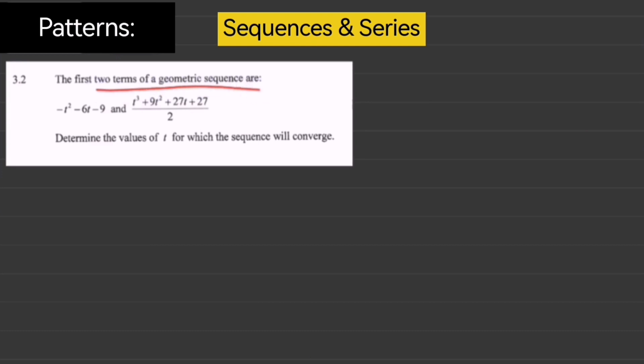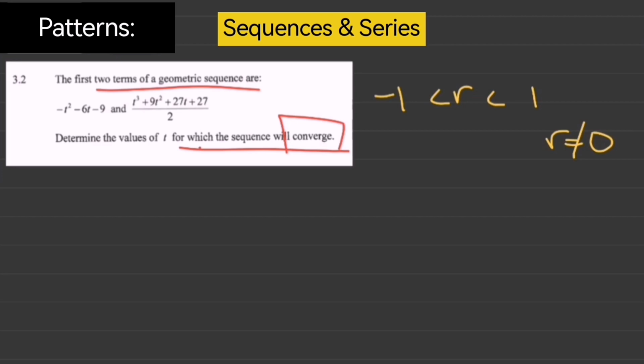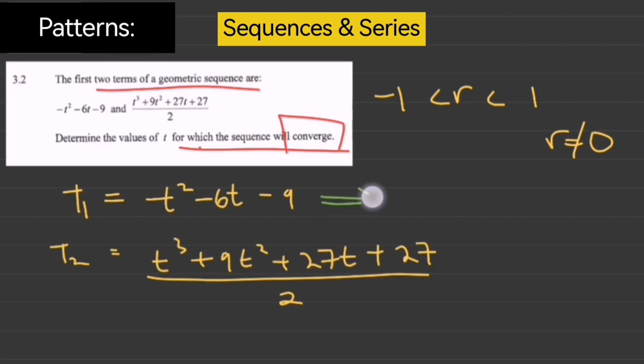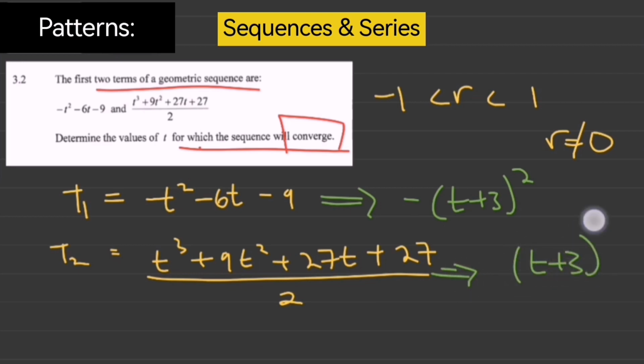They give us the first two terms of a geometric sequence and they say determine the values of t for which this sequence will converge. A geometric pattern will only converge if the ratio is between -1 and 1. However, the ratio should never be 0. If we factorize this first term, you'll notice that it's equal to negative (t plus 3) squared. And the second term can be factorized as (t plus 3) cubed divided by 2.